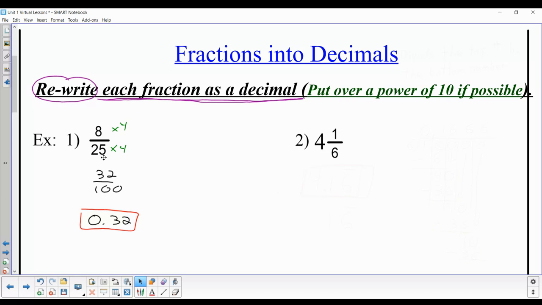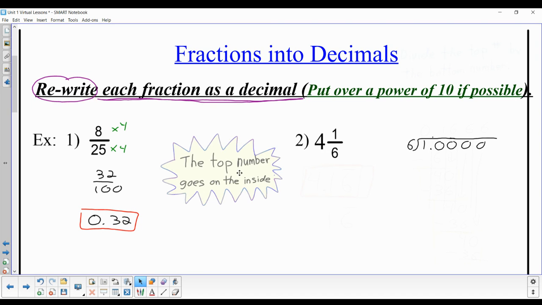But what if you cannot turn your denominator into a power of 10? For example, in number 2, the denominator is a 6. There's no whole number I can multiply 6 by and get a power of 10. So I have to do a more advanced method, which in this case really is just long division. You do need to remember that the top number goes on the inside. So the 1 goes on the inside of the long division, the 6 goes on the outside of the long division. And then you divide.